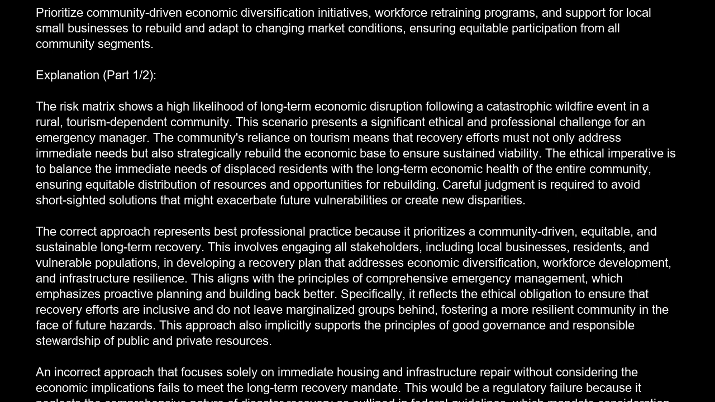Specifically, it reflects the ethical obligation to ensure that recovery efforts are inclusive and do not leave marginalized groups behind, fostering a more resilient community in the face of future hazards. This approach also implicitly supports the principles of good governance and responsible stewardship of public and private resources.